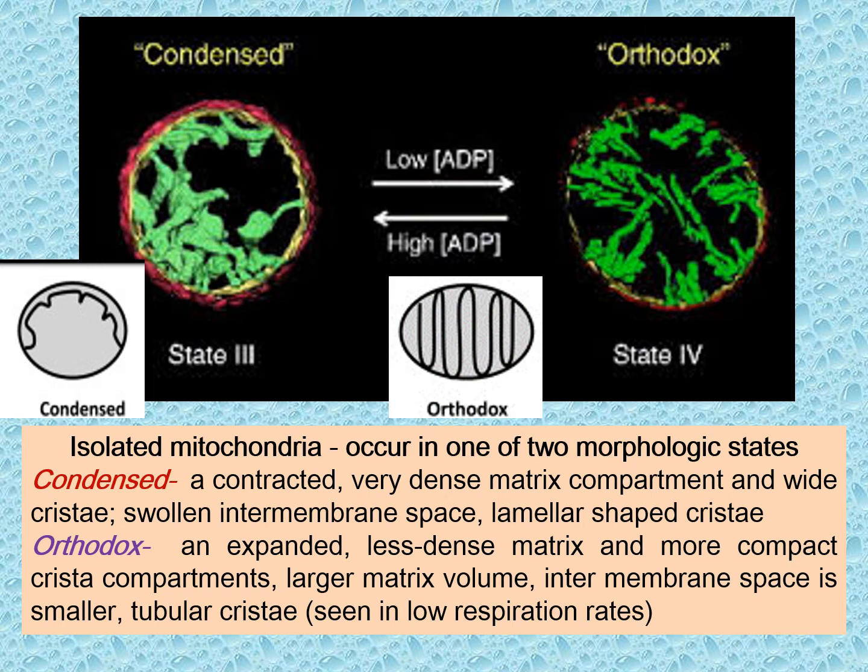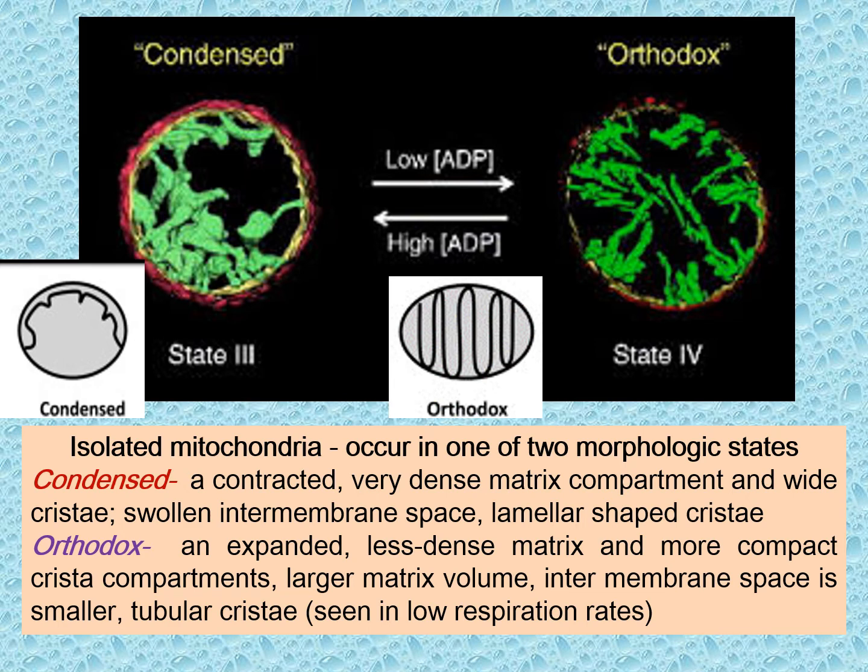Then in the condensed state, because of the condensation or the contraction of the inner membrane towards the matrix, the cristae will be plate-like or lamellar. Whereas in the orthodox state, the cristae will be almost tubular. They will be somewhat tubular. And this condensed state, you can say it is the active state, and the orthodox state is usually seen in times where there is low respiration taking place. So these are the differences between the condensed and orthodox states of mitochondria.